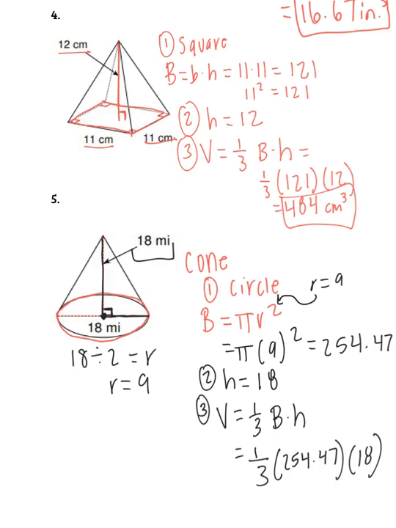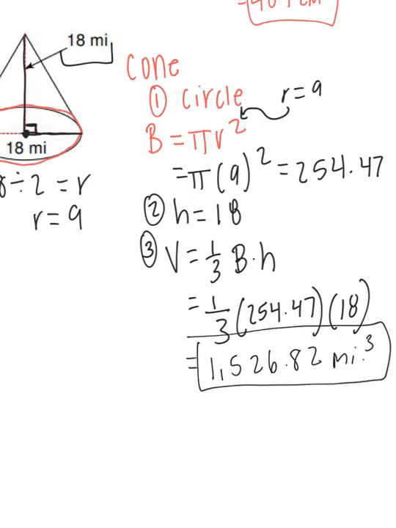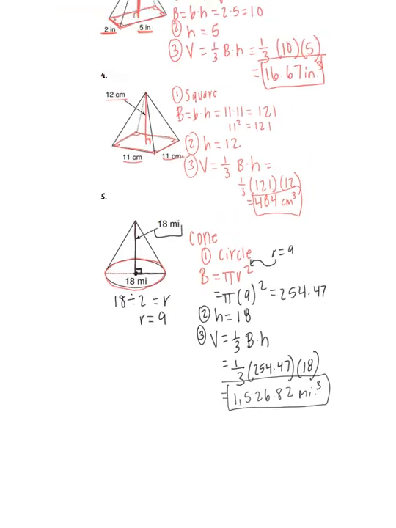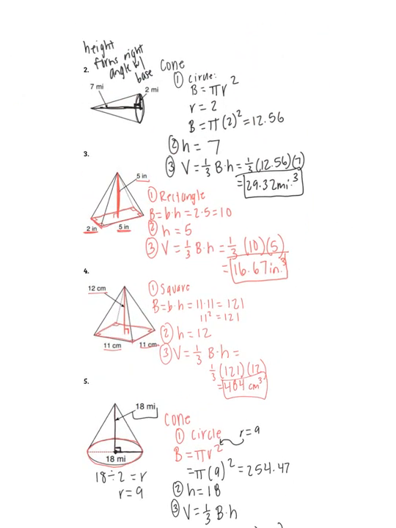So 1/3 times 254.47 times 18, and I get approximately 1,526.82, and our units are miles cubed because it is a volume. And then I'm done. So you guys, this is our notes on cones and pyramids.